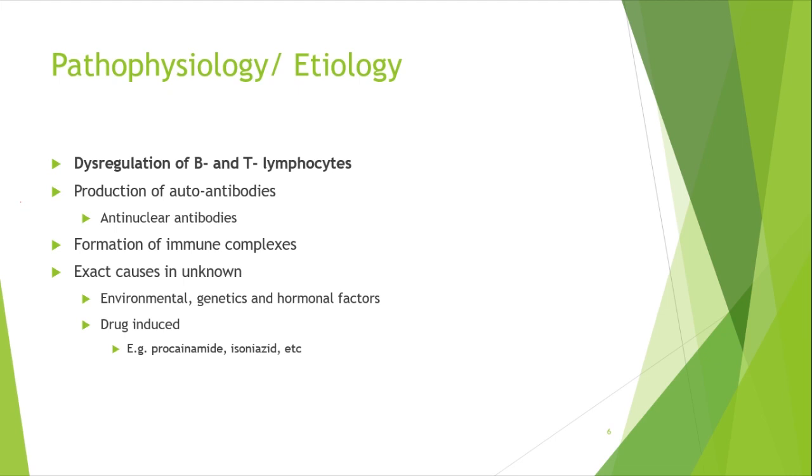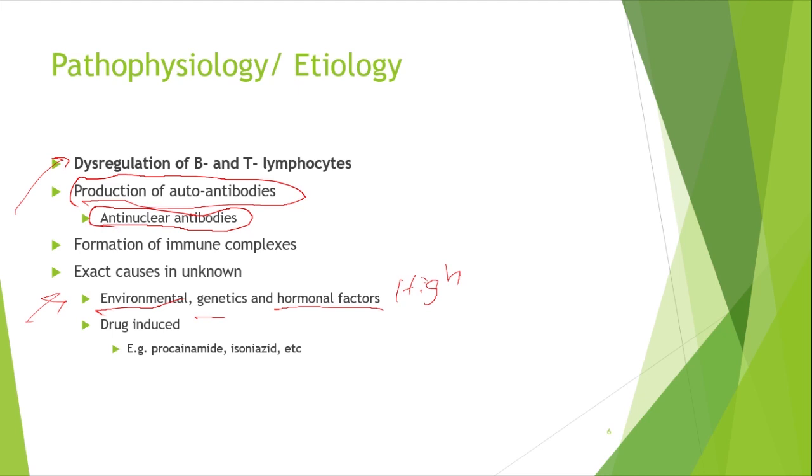Let's take a look at the pathophysiology and etiology in very brief terms. The condition is a dysregulation of B cells and T cells, with production of autoantibodies, particularly anti-nuclear component antibodies, leading to formation of immune complexes, leading to activation of the complement cascade, and further down leading to destruction of cells and affecting the organ system. The exact cause, like many autoimmune diseases, is very much unknown in many cases. It could be a combination of environmental, genetic, and hormonal factors, in particular high estrogen.